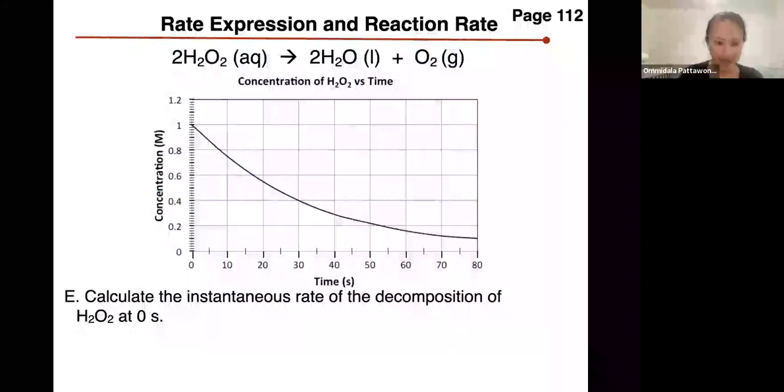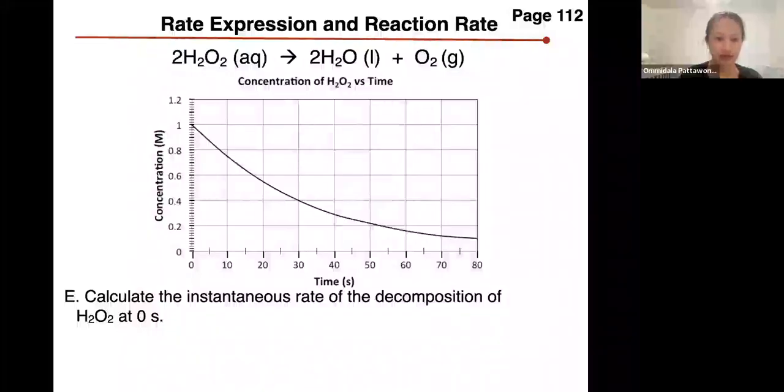I would like you to do the same thing. In this case, we are going to look at 0 seconds. Let's complete this real quick, and then let's check your work with me.